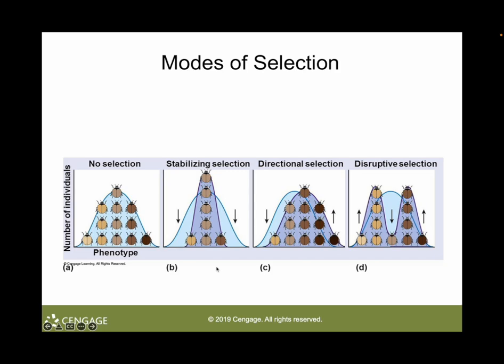Three kinds of selection cause changes in the normal distribution, and although we consider each process separately, in nature their influences generally overlap. With stabilizing selection, shown here at B, the process of natural selection is associated with a population that is well adapted to its environment. Most populations are probably influenced by stabilizing forces most of the time. Stabilizing selection selects against phenotypic extremes. In other words, individuals with average or intermediate phenotypes are favored.